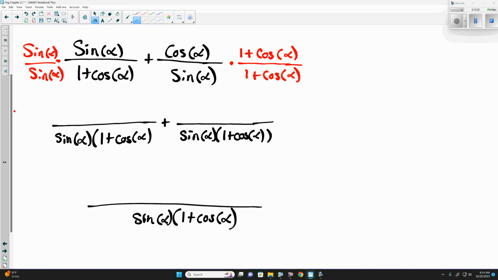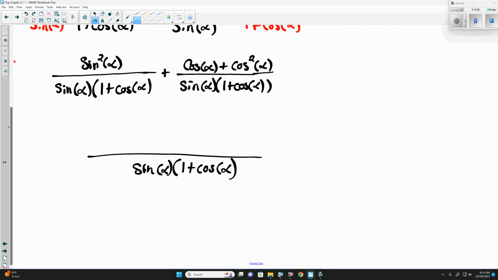Now, the numerator, we will have to combine like terms. We're going to have to use addition and subtraction depending on the signs and what we have. Now, if we look at the left, we have sine times sine, which is sine squared of alpha. On the right, we'll have to distribute the cosine. Cosine times 1 is cosine of alpha. Cosine times cosine is cosine squared of alpha. Questions on how we got to this here?